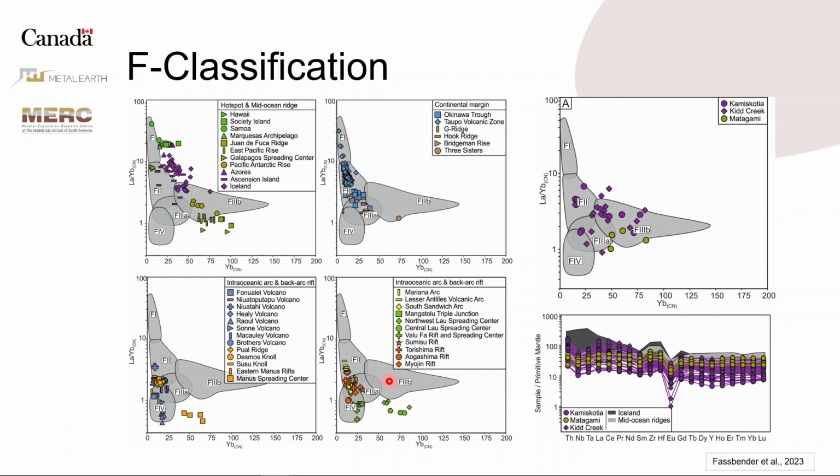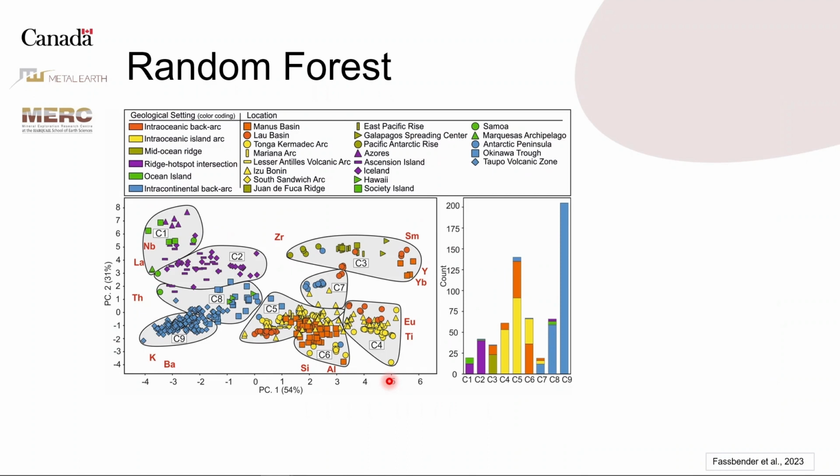So for comparison, those are a few samples from the Abitibi area, from Kidd Creek and Matagami, and while they have quite a significant spread, all of those are usually associated with F3b environments. However, this is obviously a plot and there's quite some spread, so we wanted to quantify those similarities. Which brings us back to applying and using random forest.